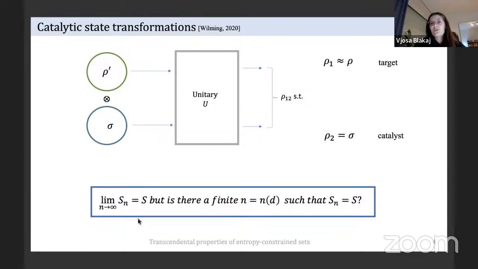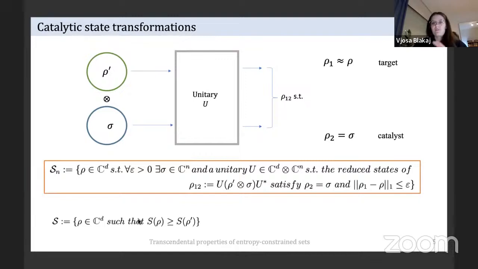And a question which one might ask is whether there exists a finite n, which would depend on the dimension of your system, such that these two sets are the same. So maybe we don't have to use an infinite dimensional catalyst. Maybe there is a finite dimensional catalyst that does the job. And we approach this question using the separation between the semi-algebraic and the transcendental world.